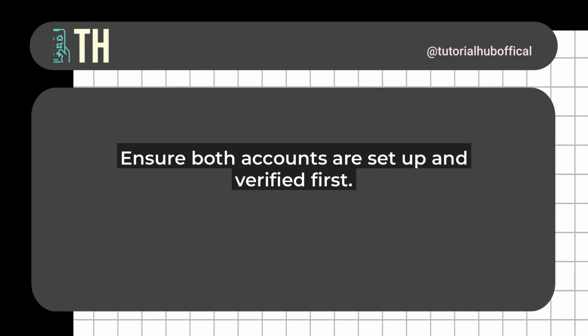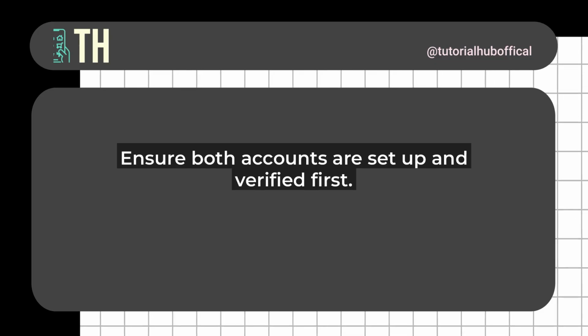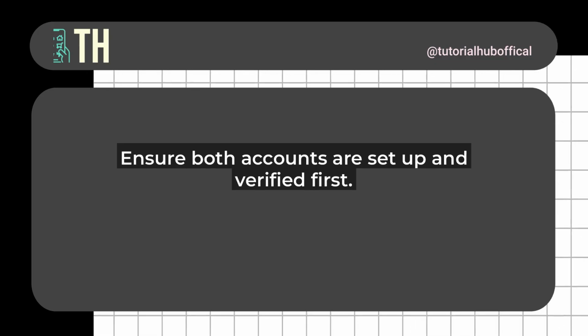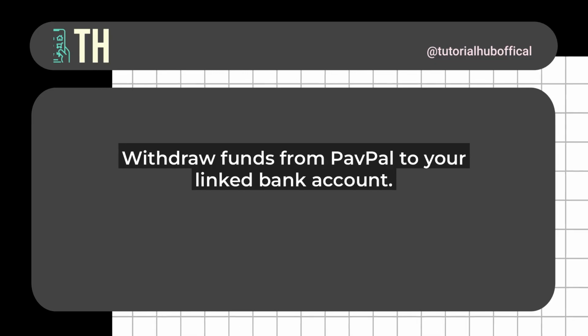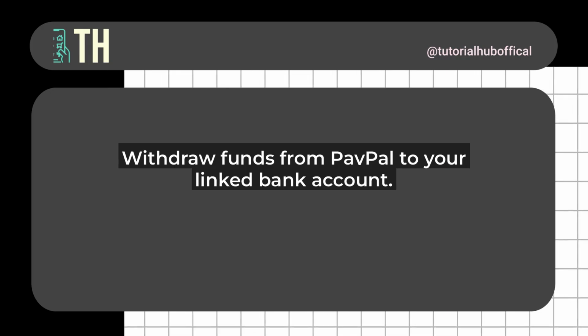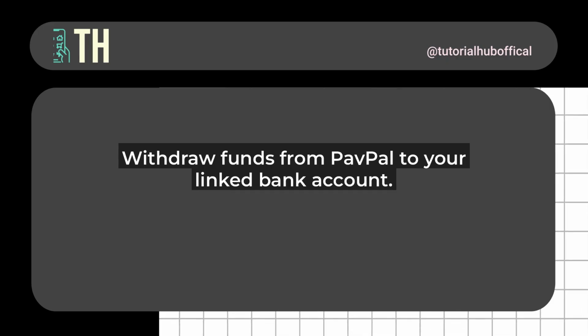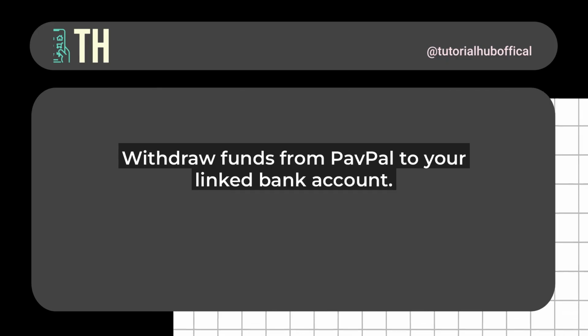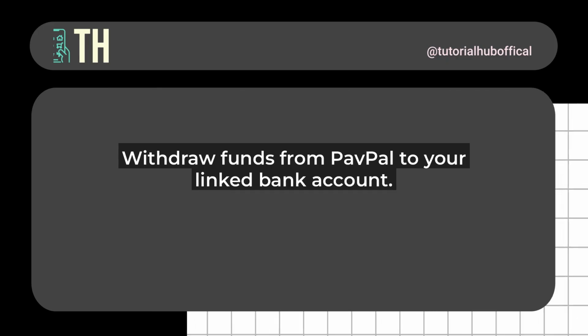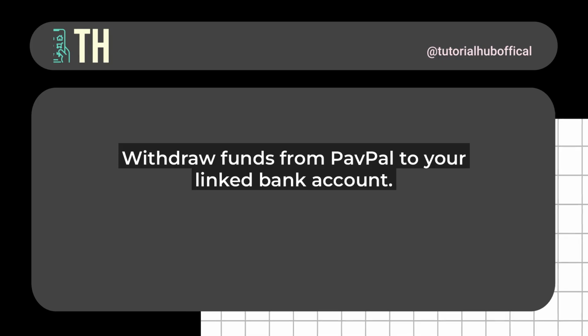Let's get started. Step 1. Make sure both your PayPal and Cash App accounts are fully set up and verified. In 2025, PayPal might have enhanced security features like biometric logins, so double-check that. Open the PayPal app on your phone or log in via the website. Navigate to your wallet or balance section.